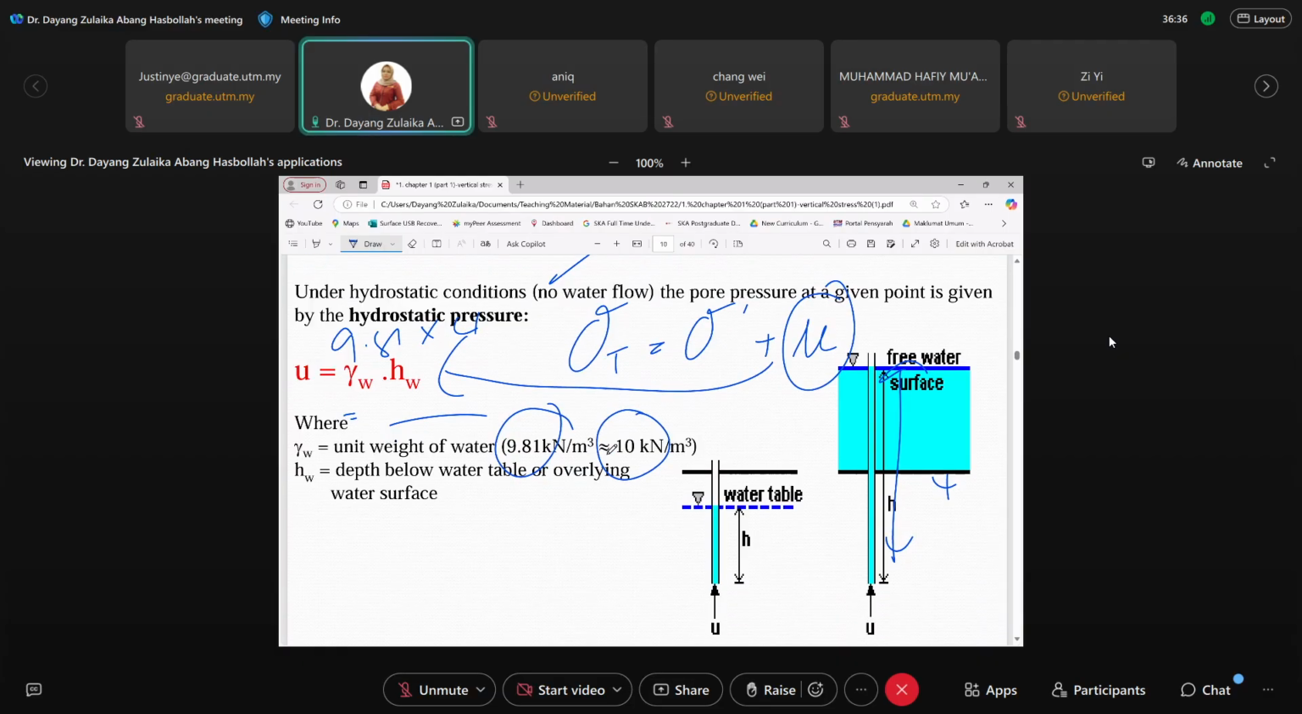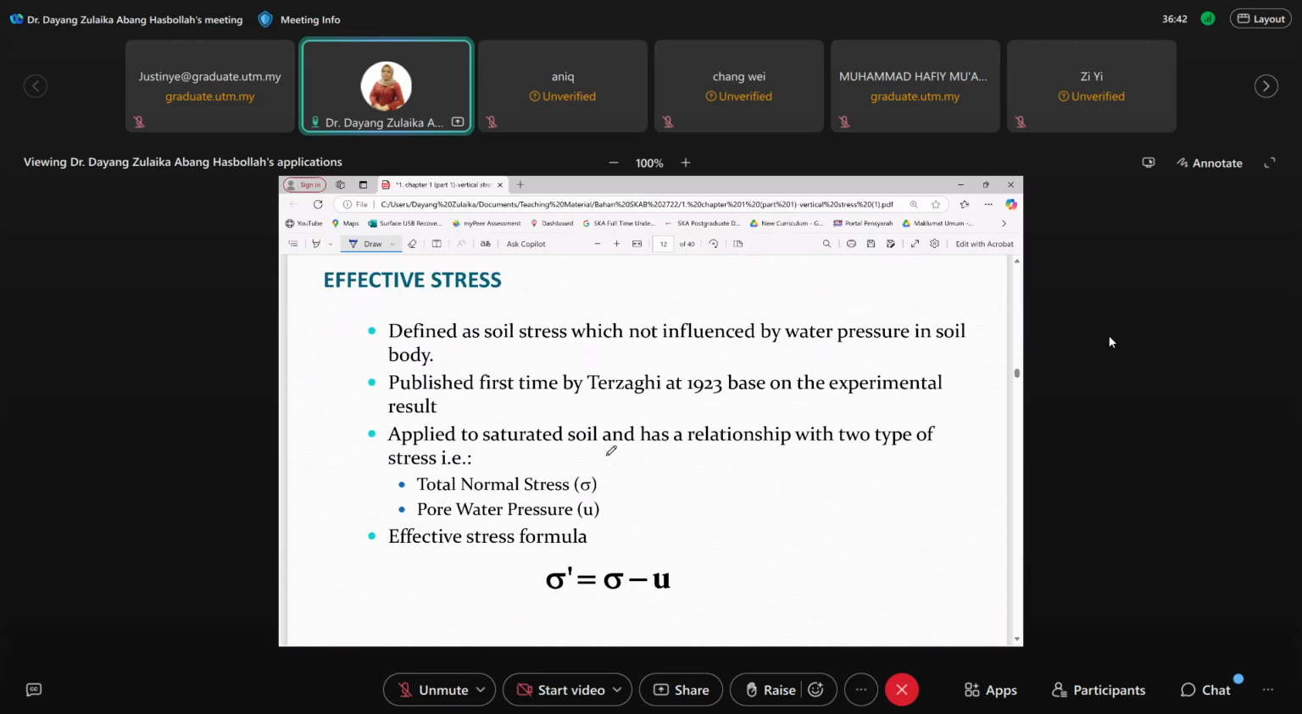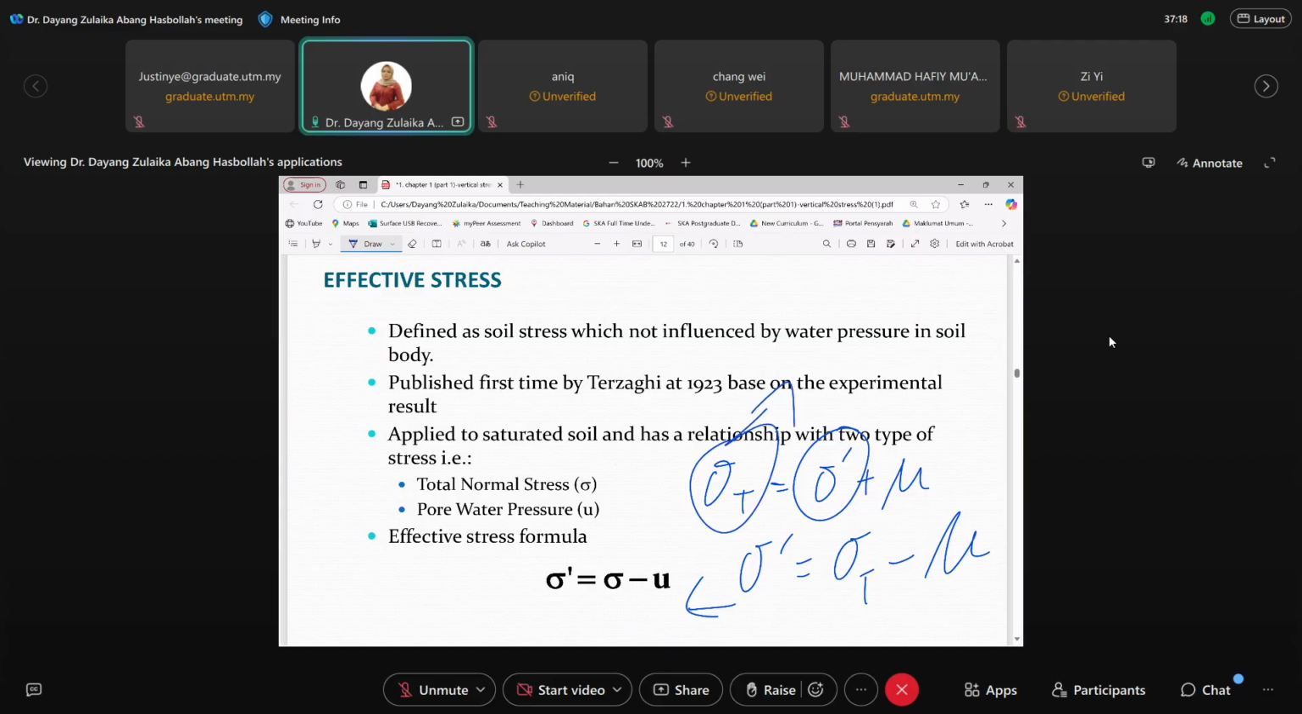Okay? All right. Then how are you going to calculate the effective stress? Remember just now, sigma T, total stress, is equal to effective stress plus pore pressure. Or if you want to calculate effective stress, it is equal to total stress minus pore pressure. So that is what we want to find, the effective pressure. That is very important for our design. So how are you going to calculate? You know how to calculate total stress, right? Total stress is very straightforward.